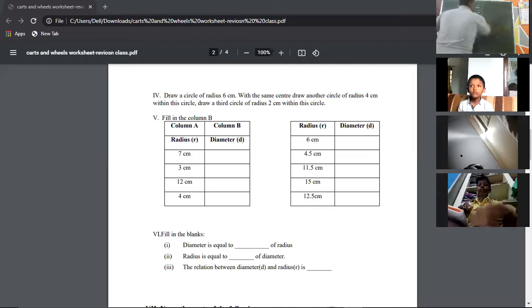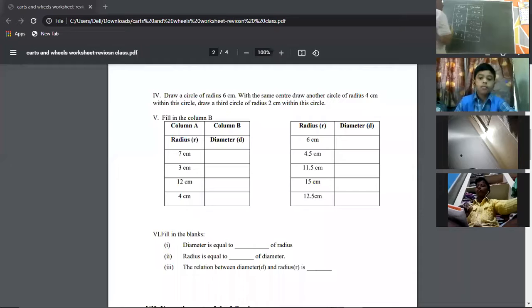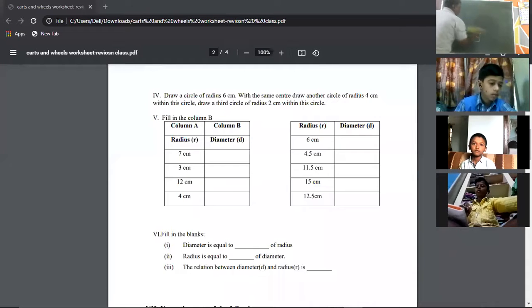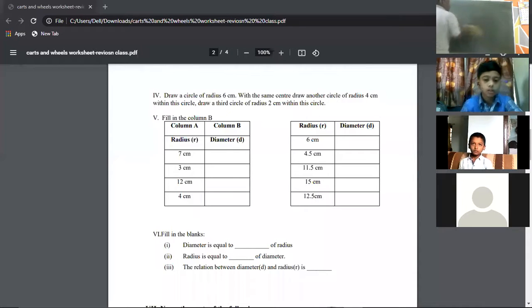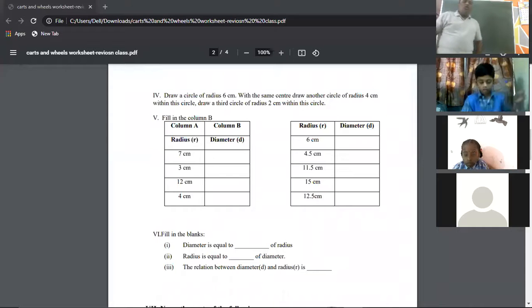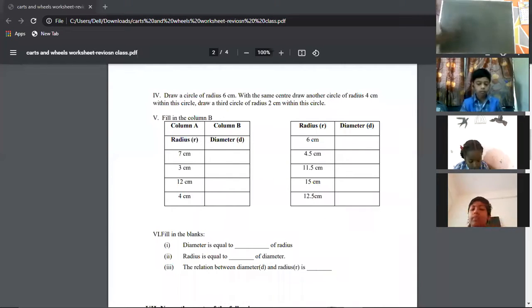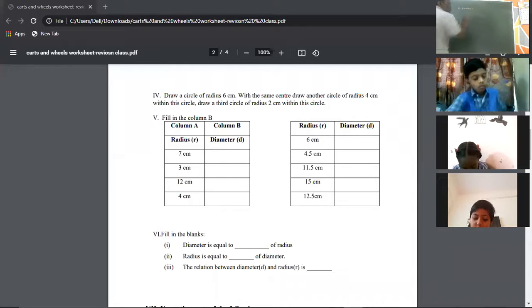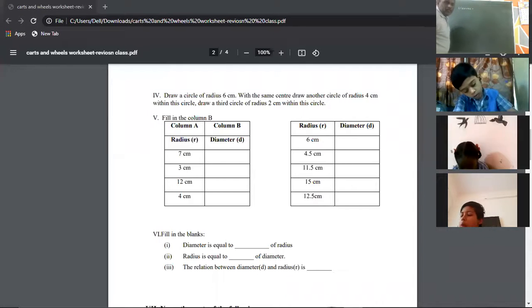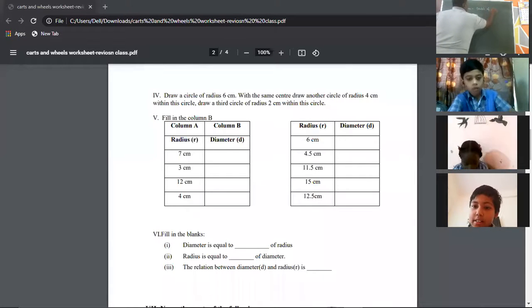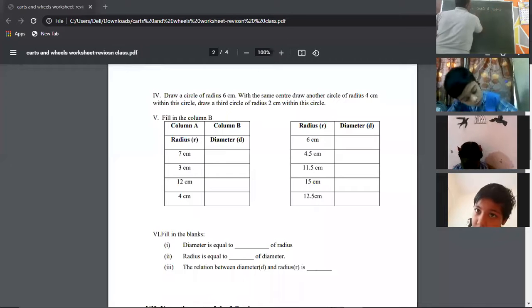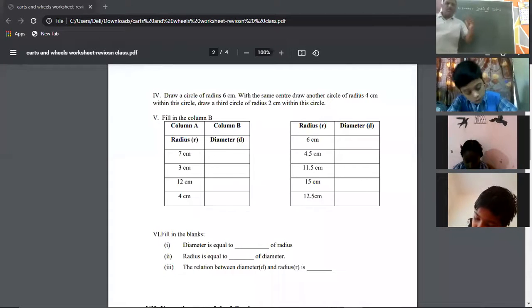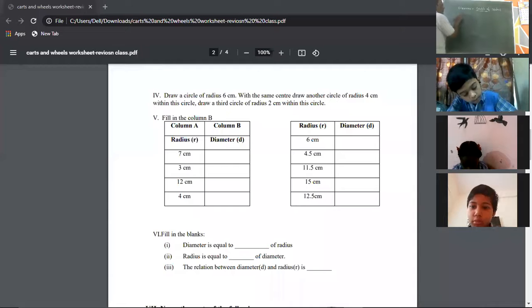Done, sir. The table is done by all the students. Good. Three small blanks are there. Diameter is equal to double of radius. Diameter is always double to the radius.